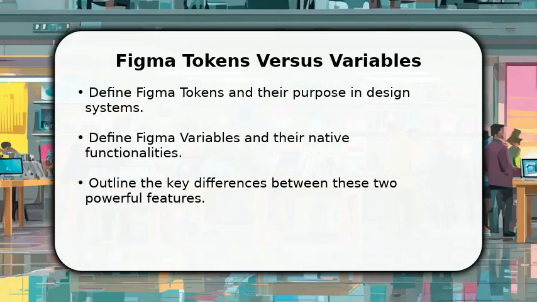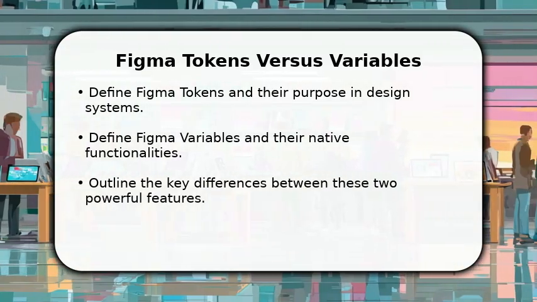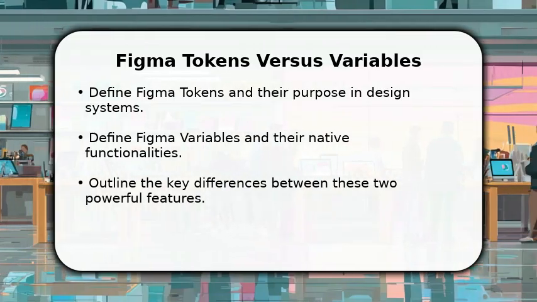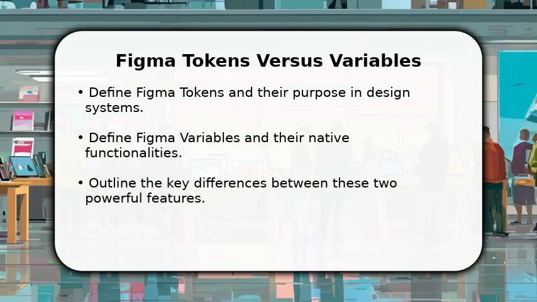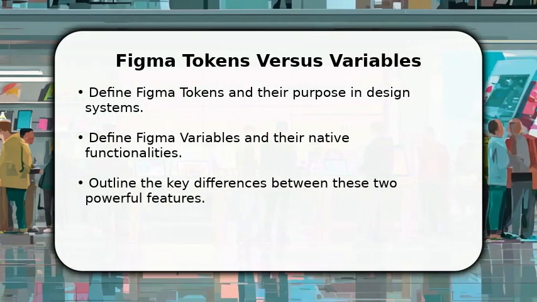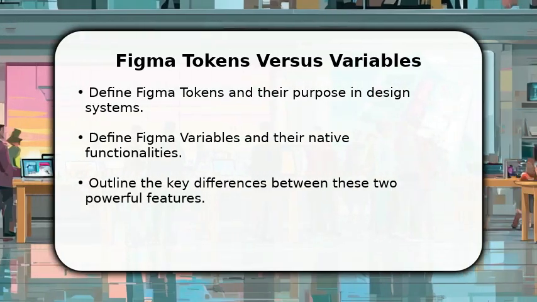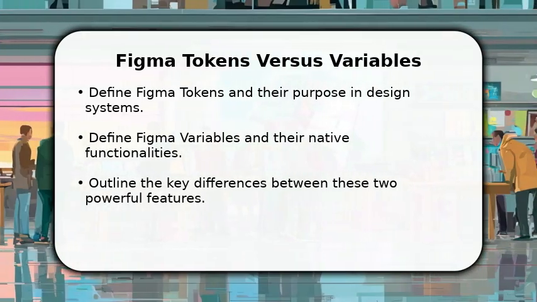In this video, I will compare Figma tokens versus variables. We'll define what each is, exploring their core functionalities and how they differ. Understanding these distinctions is crucial for efficient design system management. I'll guide you through when to leverage tokens for broad consistency and when variables are the better choice for native Figma power, helping you optimize your workflow.